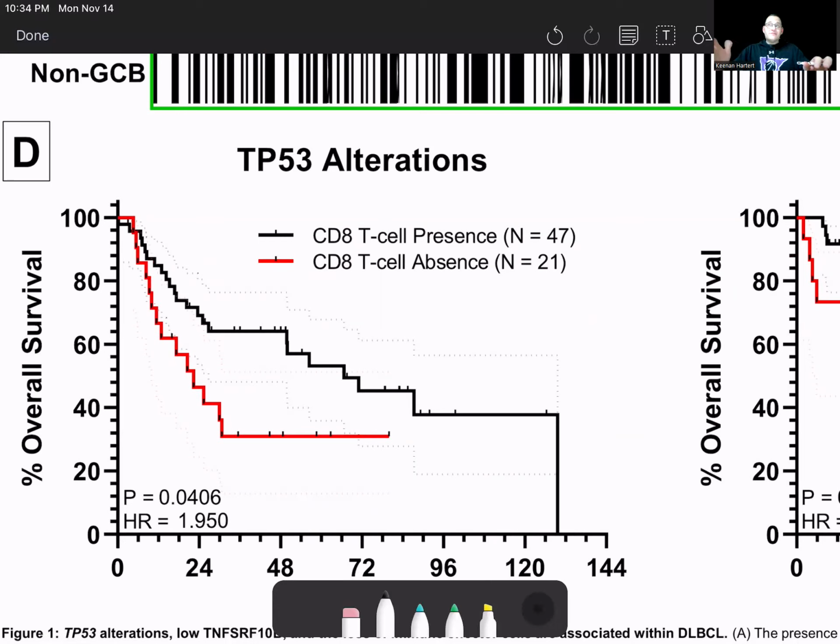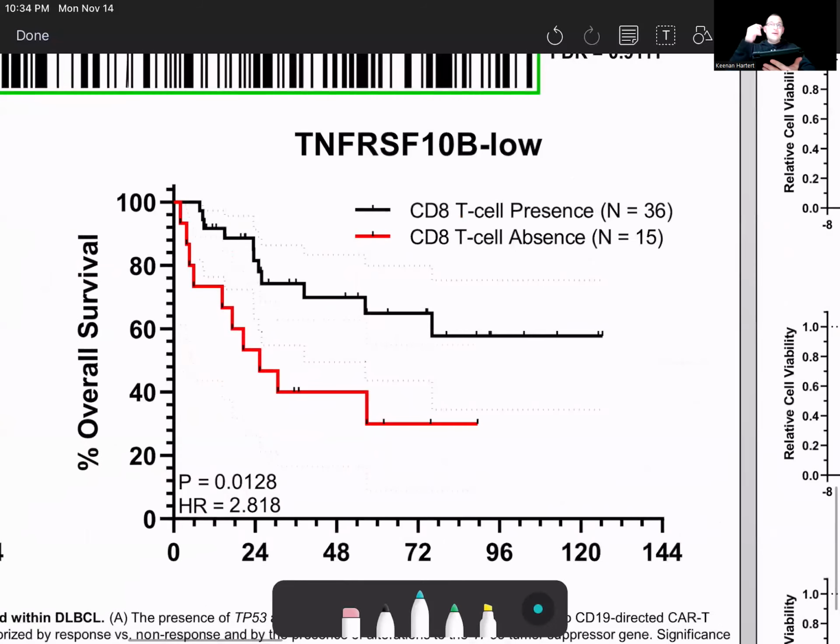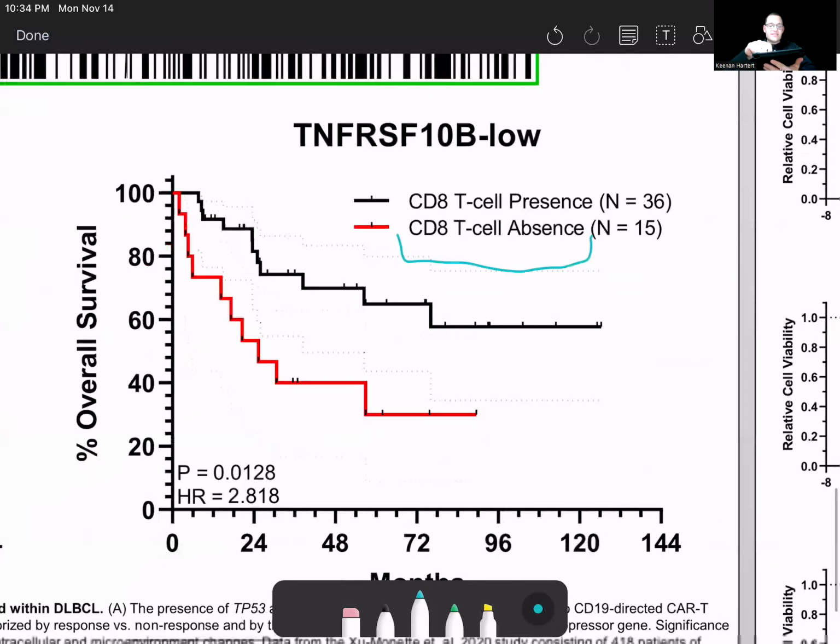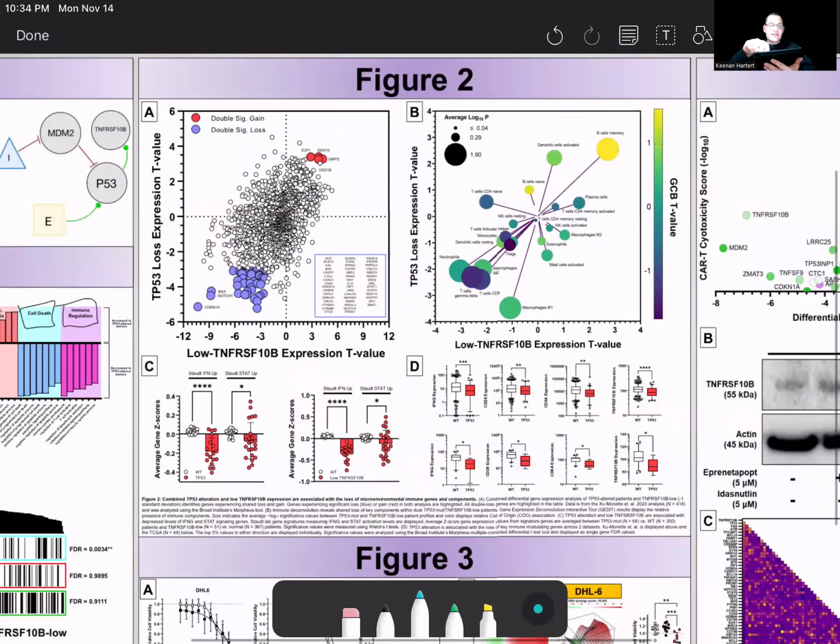Cool thing that we found, maybe unsurprising, but using deconvolution, if we take a look at the CD8 T cell presence, if that deconvolution signature is not there, you end up in this curve right here as a P53 patient. Equally, if you are one standard deviation below the average expression of TNFRSF10B, and again, same relationship right here. If you do not have a CD8 deconvolution signature, this is how you're going to end up, at least in the Zhu-Mone 2020 data set that we're utilizing in this case.